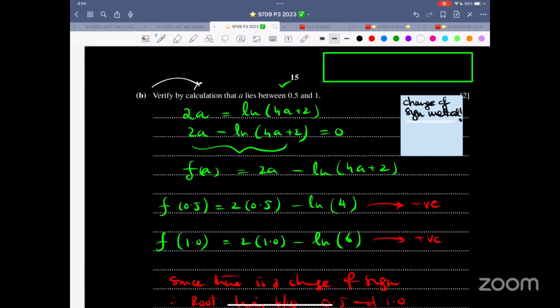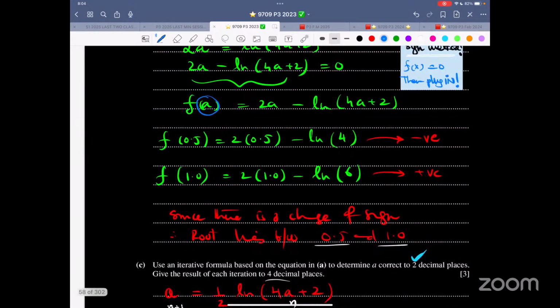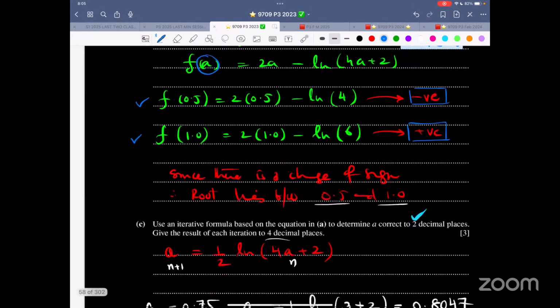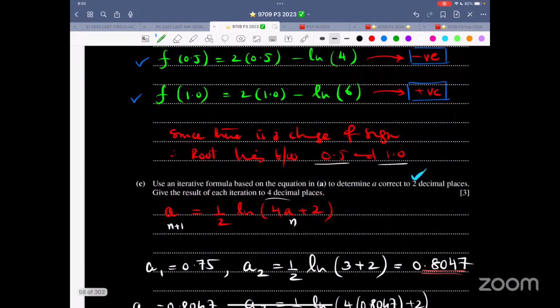You need to have all the terms on one side equaling 0. So f(x) equals 0 and then plug in. First, get this thing in this format. So therefore, f(a) is this thing. Over here, plug in 0.5, plug in 1.0. One is giving me a negative number, the other one is giving me a positive number. And then write the statement.